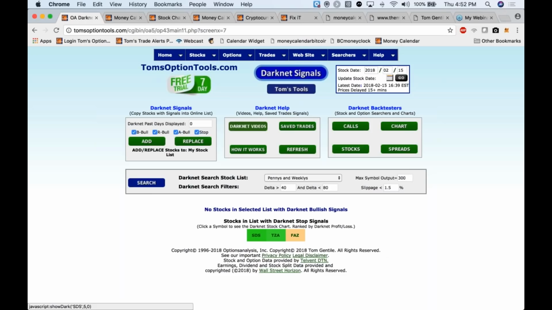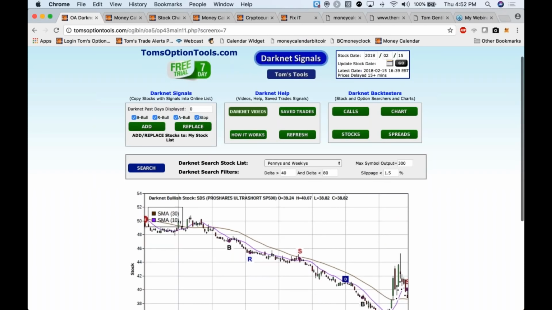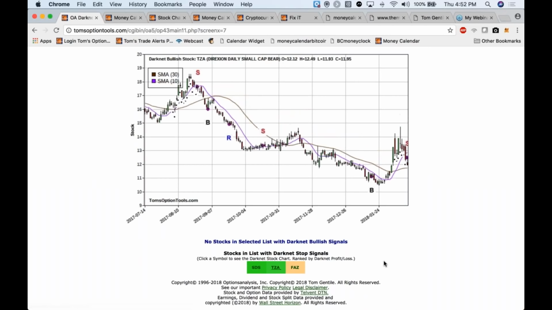In fact, we're getting sells like, for instance, SDS. There's your buy. Here's your sell. That's SDS. And then there's TZA on here as well. Again, another one, buy here, sell here. But this is what I want to show you.